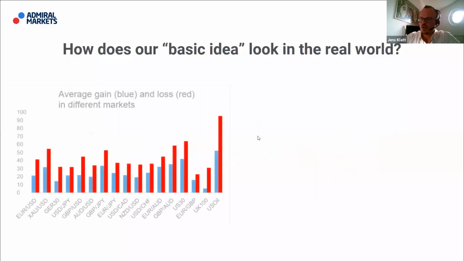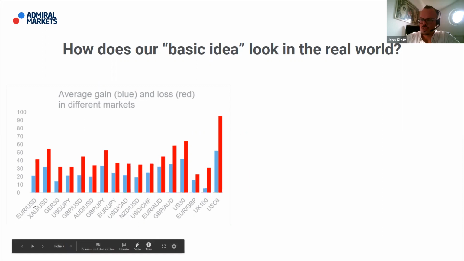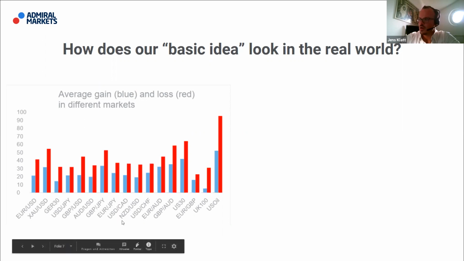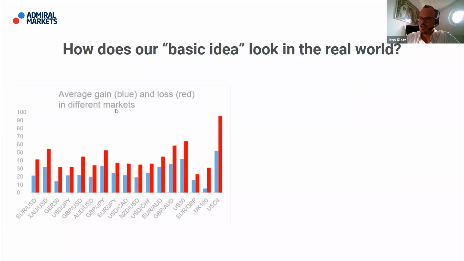There are also 2 other charts I already presented to you. Here we have the average gain in blue and the average loss in red in different markets. It's not only EURUSD, the currency pair we want to focus on, but also gold, the DAX, EURJPY, and US 30, so the Dow Jones. And what it shows is that on average, for every gain, which in EURUSD is, for example, 20 pips, there was a loss of 40 pips.